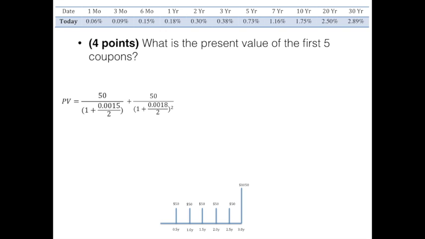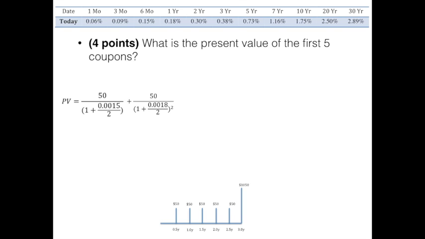The second coupon that matures in 1 year, you take the 1-year rate, you divide it by 2, that will be how much you will get after every 6 months. And there are 2 6-month periods. This is why we have to the power of 2.